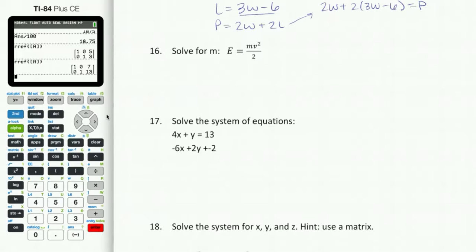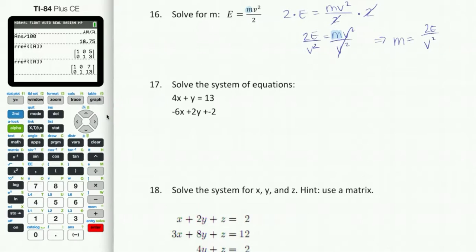All right, solve for m. So we want to get m by itself. The first thing we want to do is get rid of that 2 on the bottom. So that means we are going to multiply both sides times 2 to cancel it out. So 2e is equal to m times v squared. Again, we want to get that m by itself. Since the m and the v squared are multiplying together, we're going to divide by v squared on both sides. And our final answer, m is equal to 2e over v squared. And that's it.